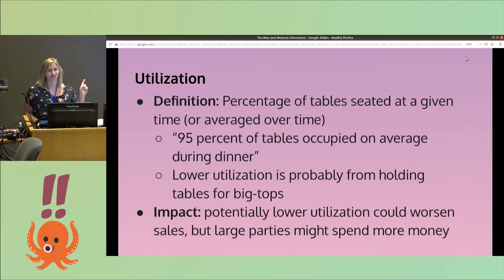Utilization is another metric. It's the percentage of tables seated at a given time, so maybe for the average minute during dinner, 95% of tables are occupied. Lower utilization can probably mean that we're holding tables for big tops if we're on a wait, and that could have impact on sales, but also large parties spend more money. They also have to pay an extra fee because they're a big group, so maybe that kind of works out.